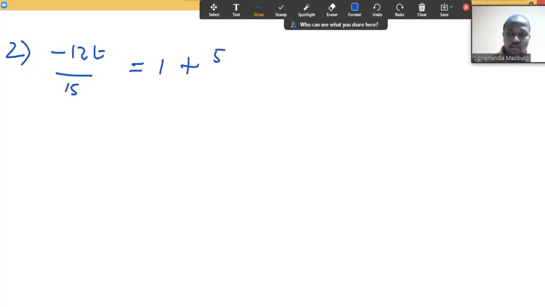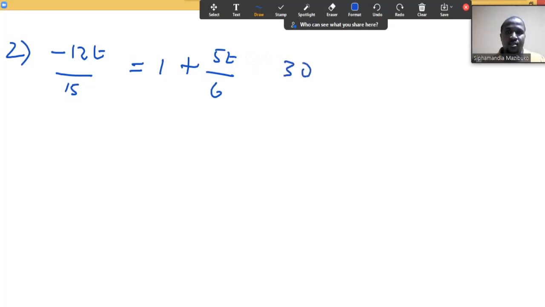Let's look at our next example, example 2. In example 2, we have minus 12t over 15 is equal to 1 plus 5t over 6. We're looking at our lowest common denominator. So our lowest common denominator here will be 30 as well.